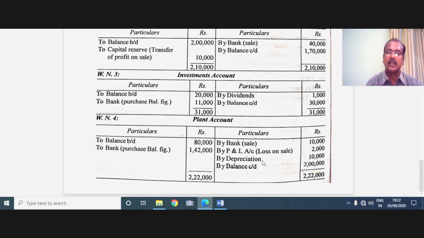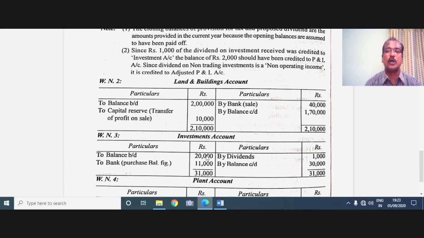So totally they have deducted 22,000 rupees from 80,000. If you deduct 22,000 from 80,000, the closing balance should be 58,000. But what is the actual closing balance? 2 lakh rupees. So you find nearly 1,42,000 rupees increase in the value of plant. What is the only reason for increase in the value of fixed asset in management accounting? It is purchase. So plant account debit to bank account, which is nothing but purchase of plant for a value of 1,42,000 rupees.